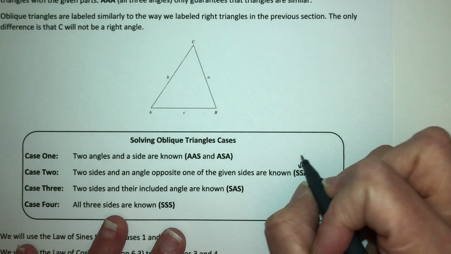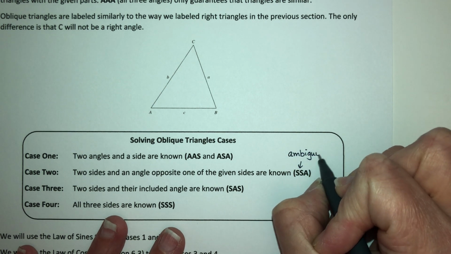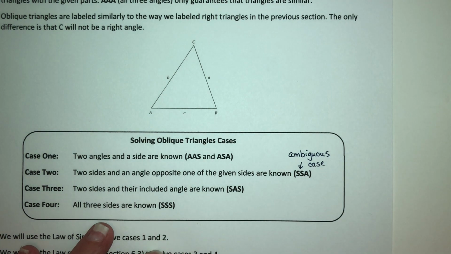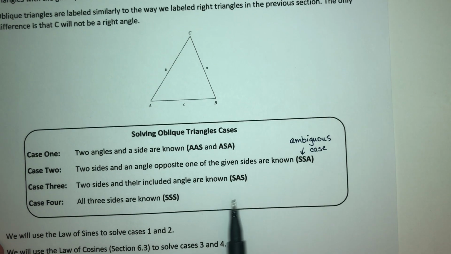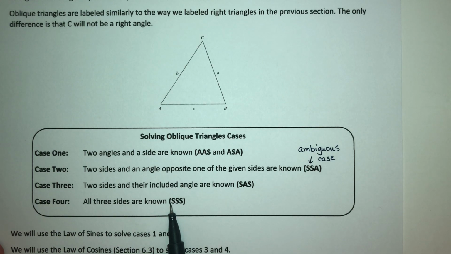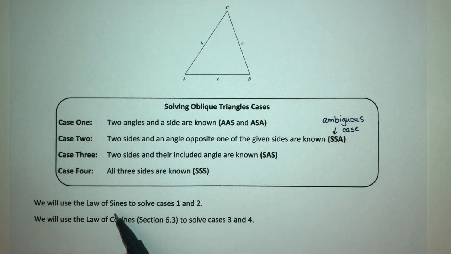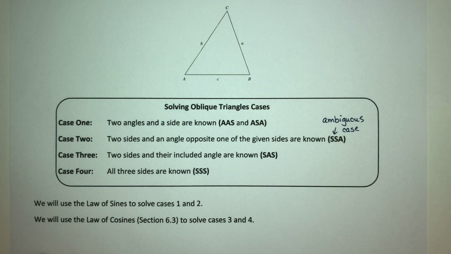We call this the ambiguous case. We're going to come back to that. Then we have case three, where we have an SAS, and case four, where we have SSS. We are going to be able to solve cases 1 and 2 using the law of sines in this section. Cases 3 and 4 we will tackle in 6.3 using the law of cosines.